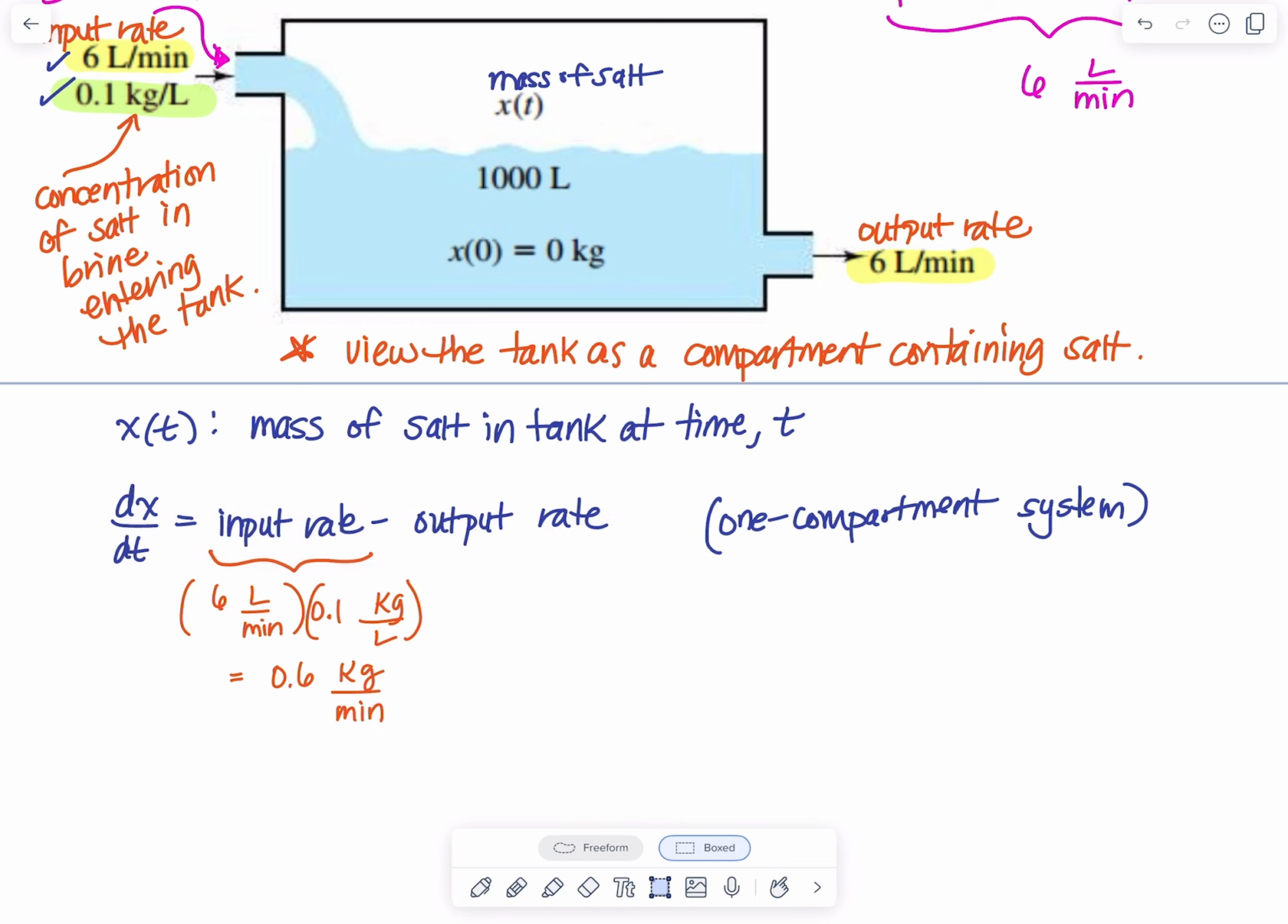Okay, now we have to determine the output rate. So a few things we need to note. We need to note that the volume is constant in the tank at 1,000 liters.